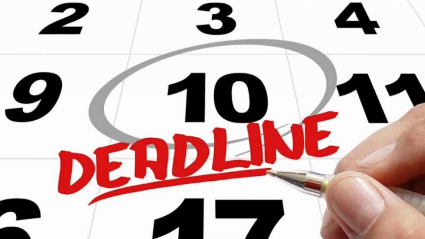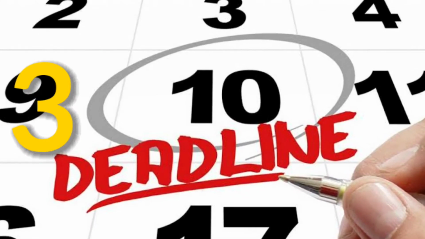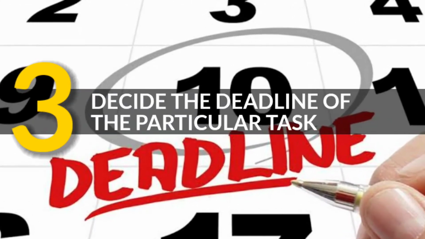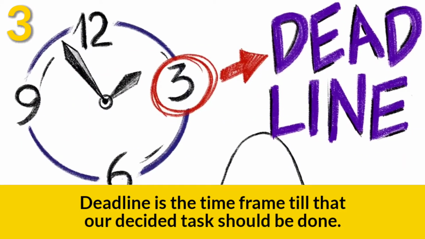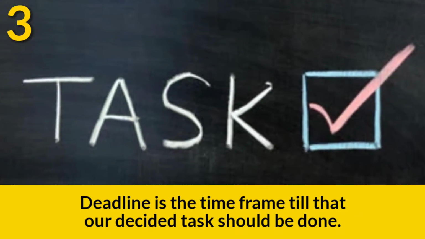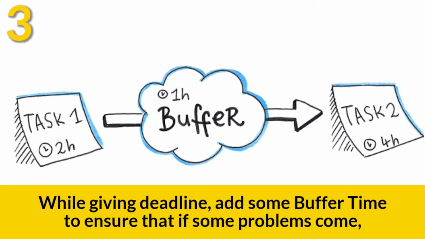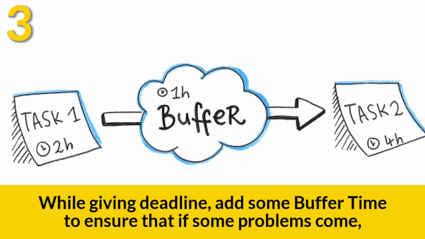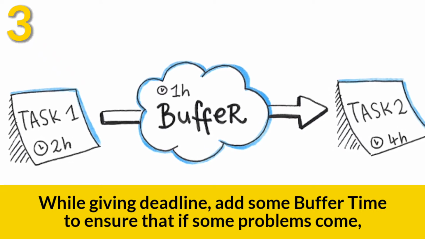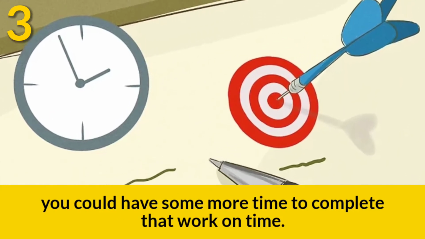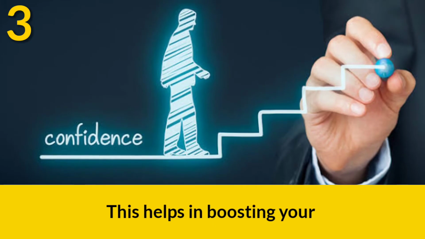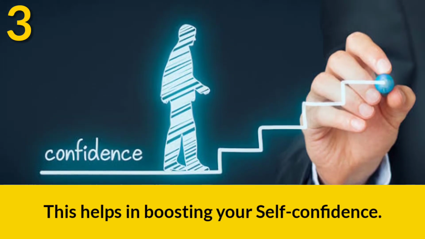After making the task list, we have to decide the deadline of the particular task. Deadline is the time frame till which our decided task should be done. While giving a deadline, add some buffer time to ensure that if some problems come, you could have some more time to complete that work on time. This helps in boosting your self-confidence.